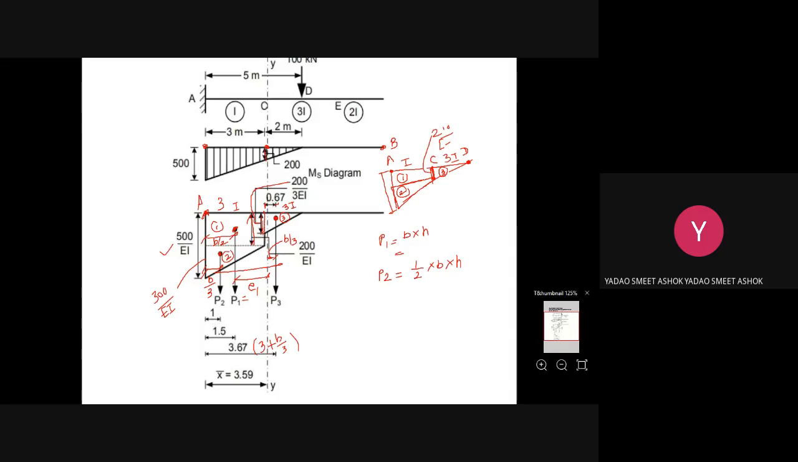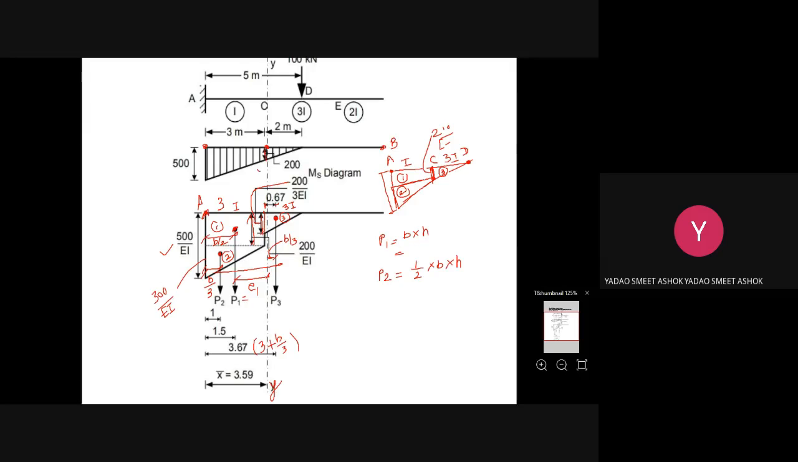So how can you calculate the value of E1? E1 will be equal to x bar, that is 3.59, minus 1.5, measured from the y axis to P1, which is the eccentricity of P1. Similarly, for the second rectangle P2, E2 will be equal to 3.59 minus 1. Both P1 and P2 are located to the left of the y axis, and P3 is located to the right of the y axis.